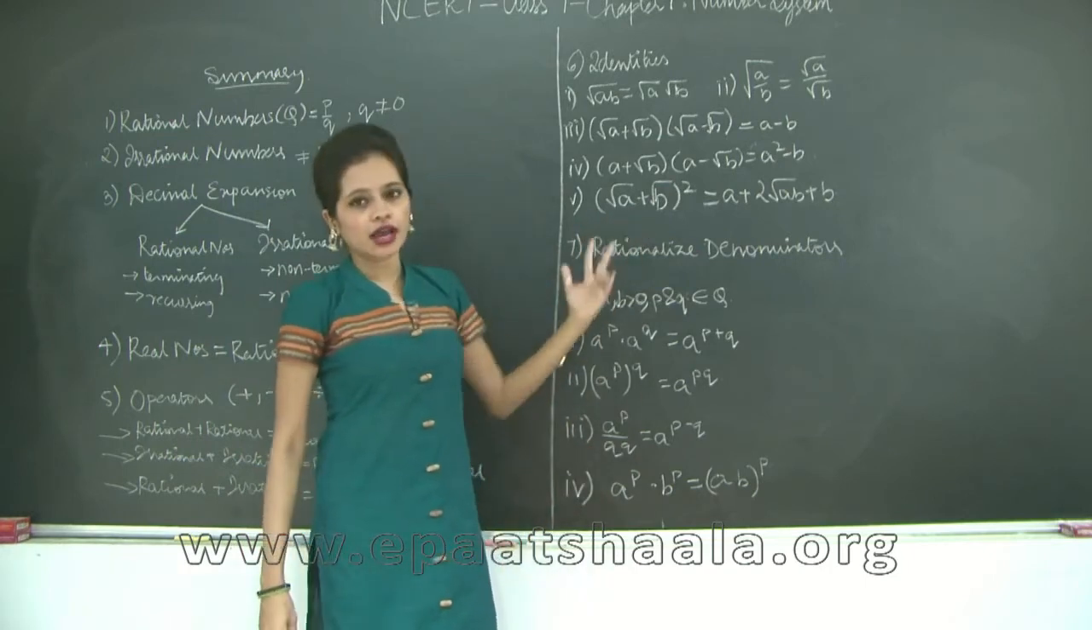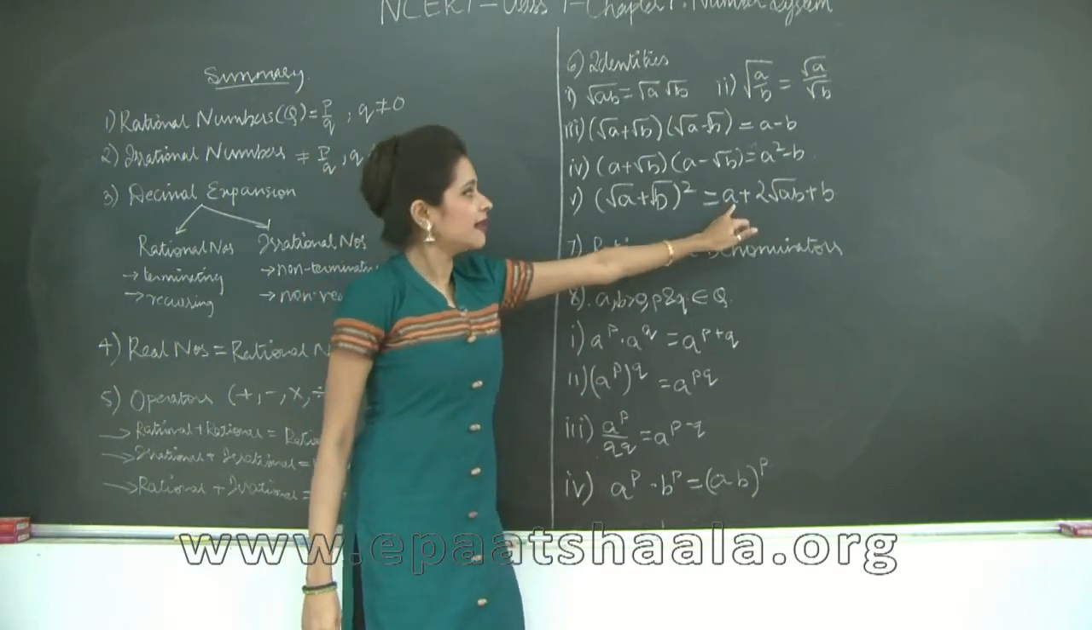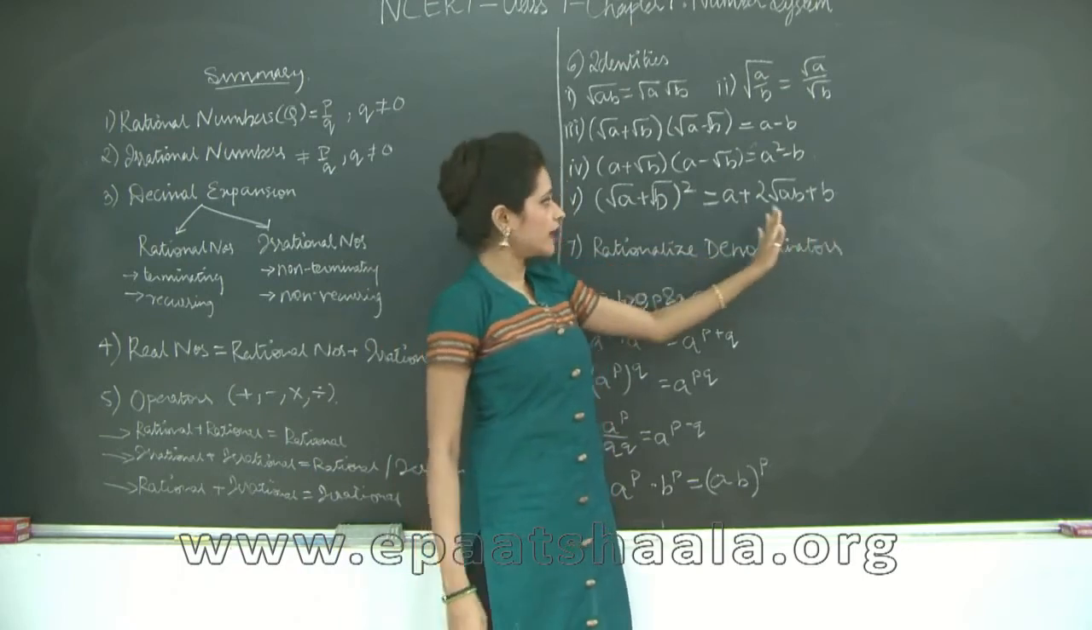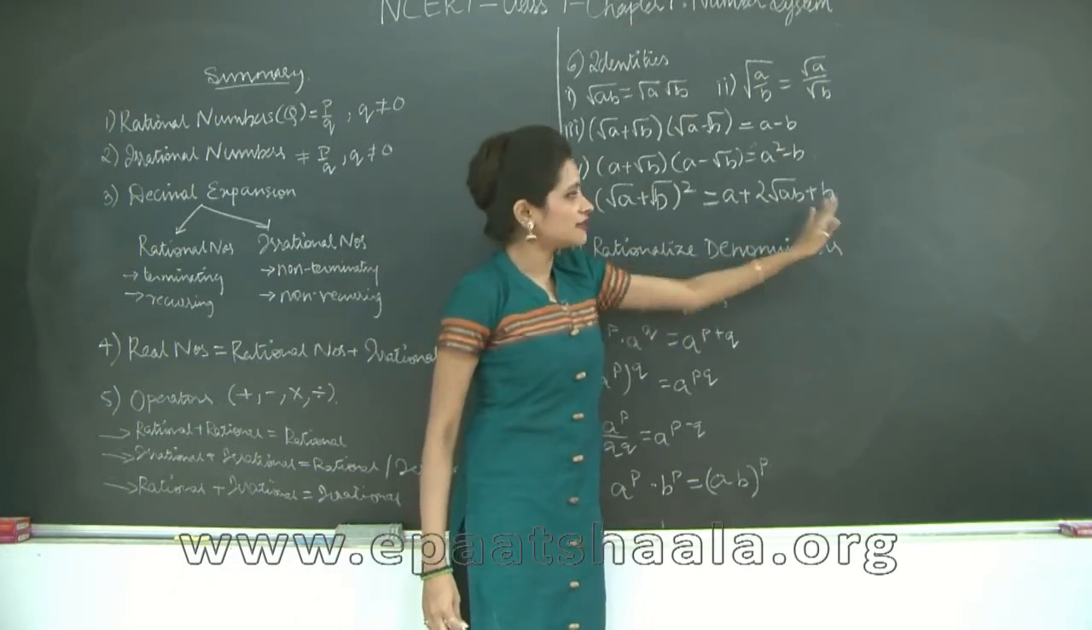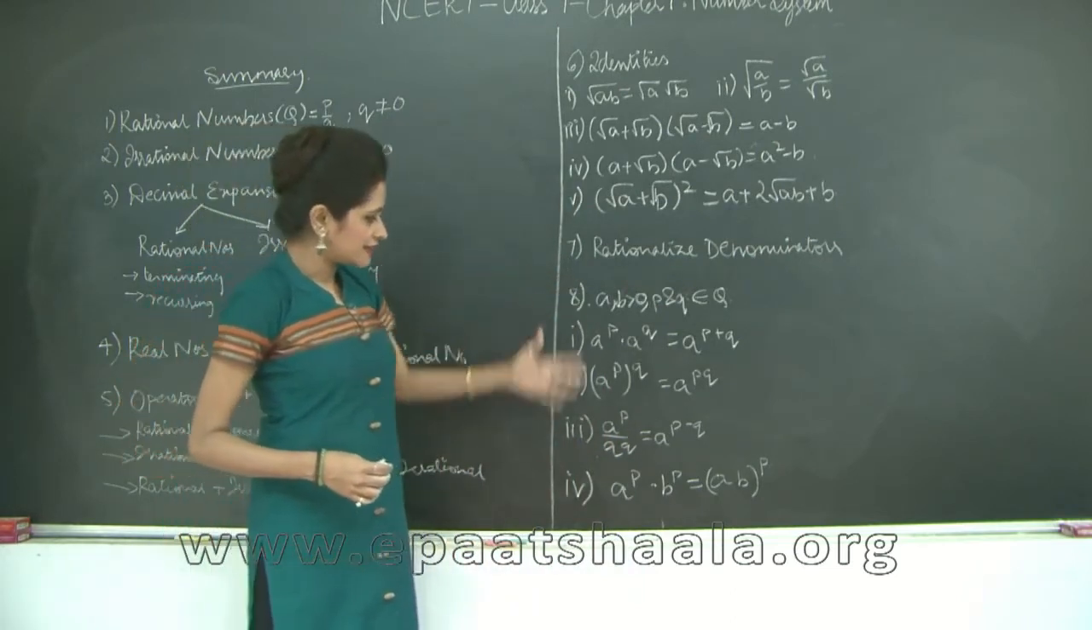But since our terms here are in the form of roots, I am going to say root of a the whole square, which is a, plus 2 root ab plus root of b the whole square, which is b. So a plus 2 root ab plus b. And finally, this section is the final one.